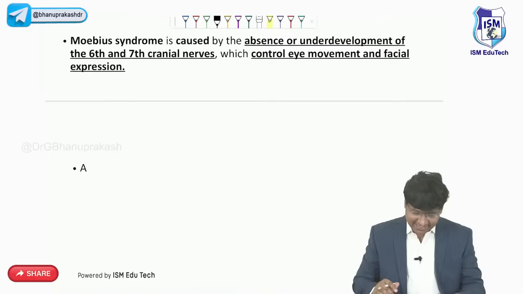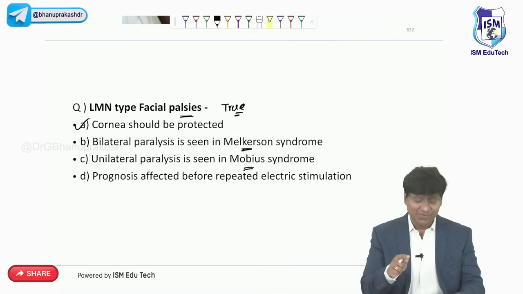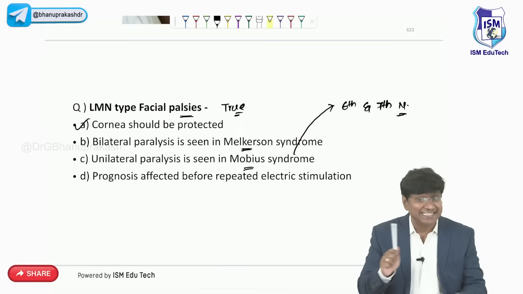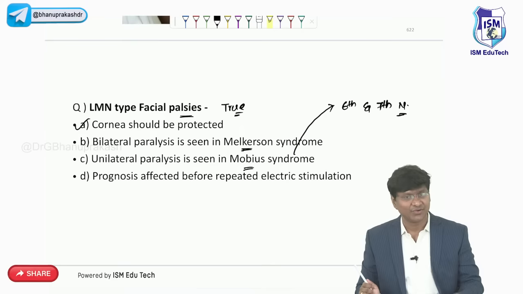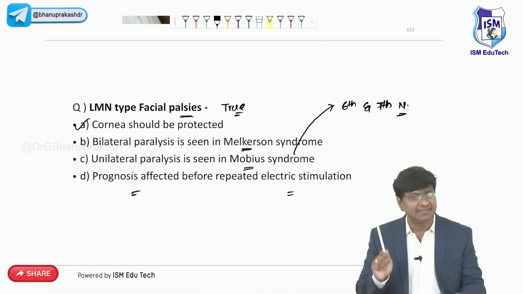Then what about Mobius syndrome? See, Mobius syndrome is not unilateral, it is bilateral. Mobius syndrome is caused by absence or underdevelopment of the sixth and seventh nerve. That is your Mobius syndrome. It is bilateral, whereas Melkersson-Rosenthal is unilateral. Okay, then 'prognosis affected before repeat electrical stimulation' is a wrong statement. Right, the prognosis is not affected in patients with Bell's palsy, that is LMN palsy. They have a good prognosis.